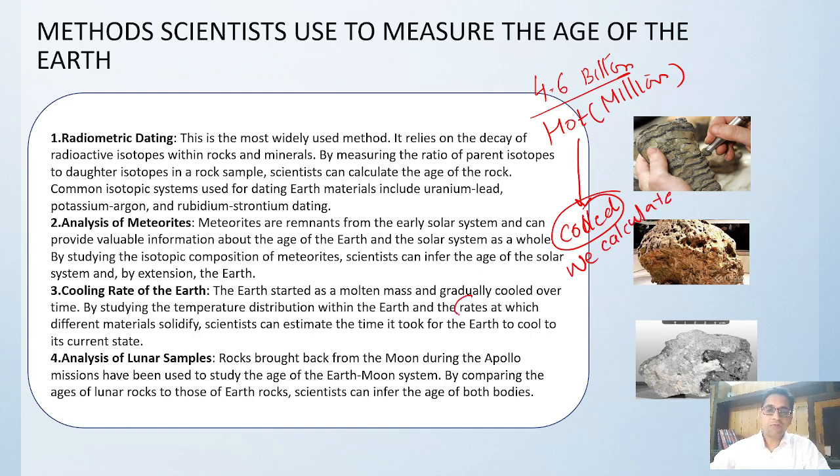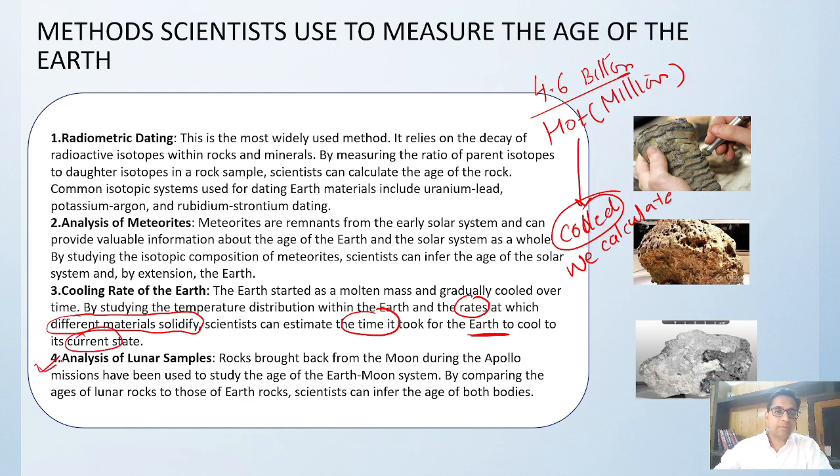So the rate of cooling of different material, like if some material was in liquid state, it gets solidified its state, okay. So from the rate of cooling and how the different material got solidified and how much time they take to solidify, we are able to estimate the time that took earth to reach its current state, okay.